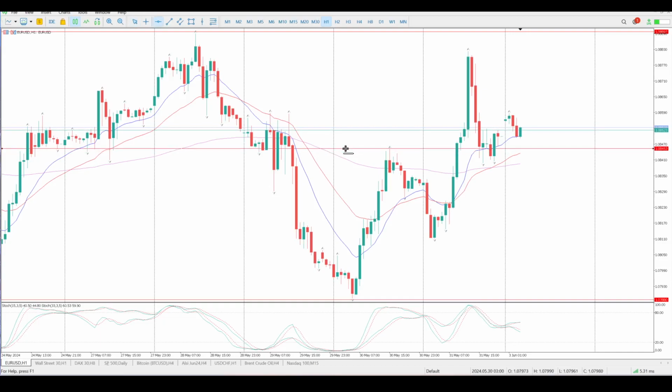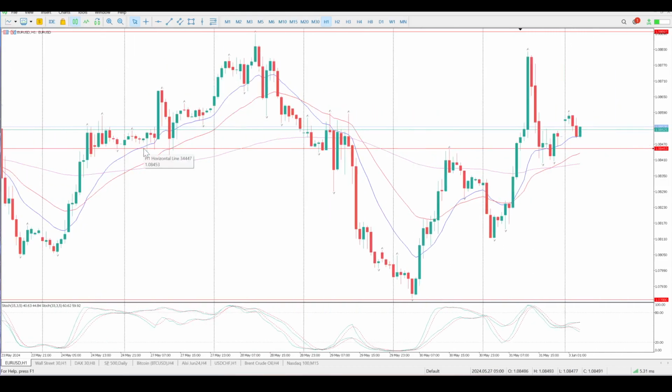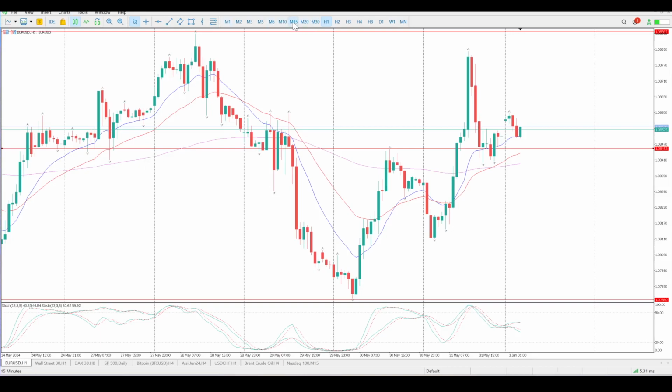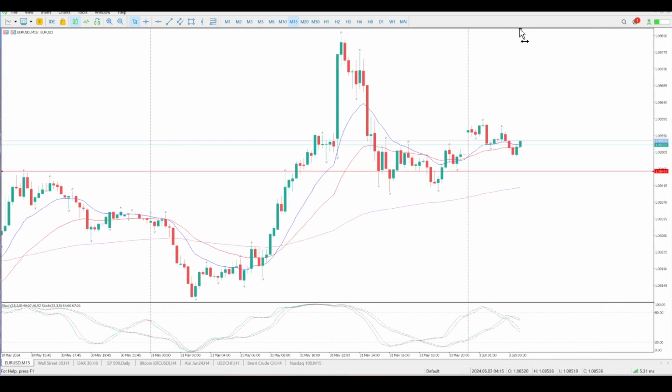And we haven't quite tested this 108.453. So that to me looks like the zone you need to wait for a pullback onto. And it should be a relatively quiet day.